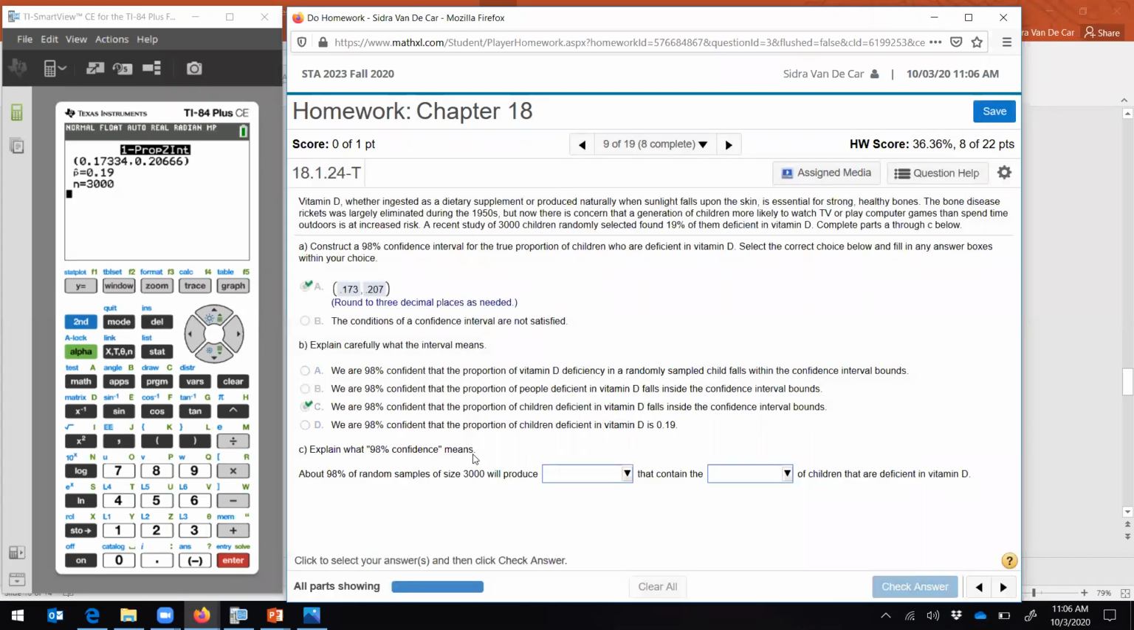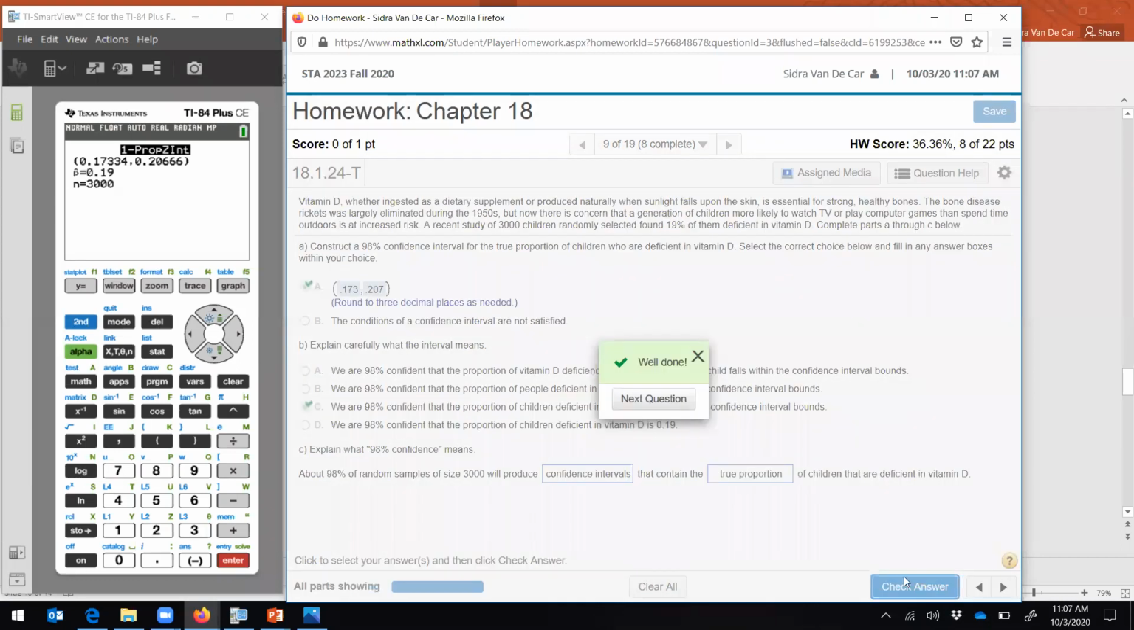Explain what 98% confident means. Okay, so if we were to do this 100 times, 98% of them will capture the true population proportion. Confidence intervals that contain the true proportion of children that are deficient in vitamin D.